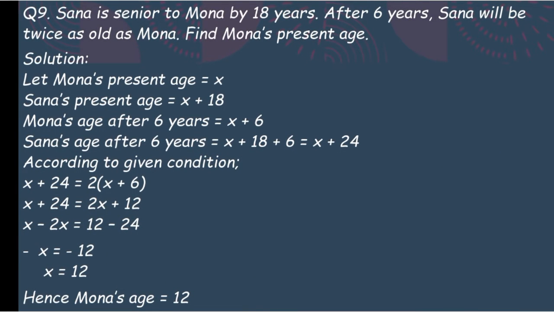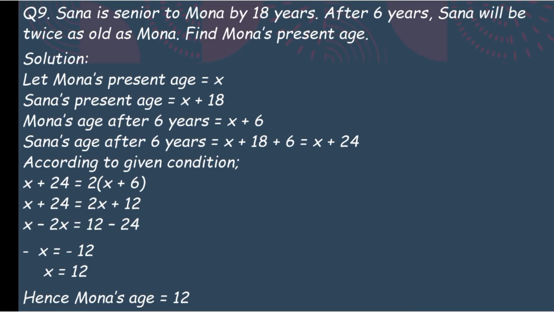Now question number 9: Sana is senior to Mona by 18 years. This means that Sana's age is 18 years more than Mona. After 6 years, Sana will be twice as old as Mona. Find Mona's present age. First we have to let Mona's present age be x. Then Sana's present age equals x plus 18, because Sana's age is 18 more than Mona's present age. That's why I've written plus 18 here.